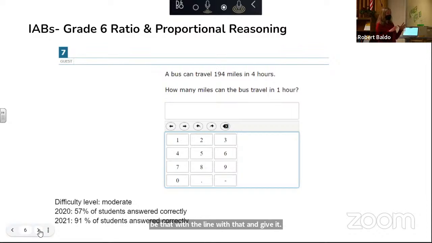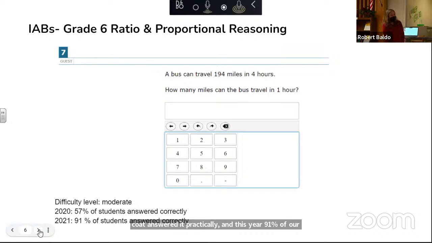This year, over the summer, we were able to look at the IABs again and decide which ones we really wanted information from. Recently, sixth grade just finished some units on ratios and proportional reasoning. We gave that IAB, and I started looking at the results, and I'm like, these are good. I happened to have last year's results. On this particular question, last year, 57% of our kids answered it correctly. This year, 91% of our kids answered it accurately.